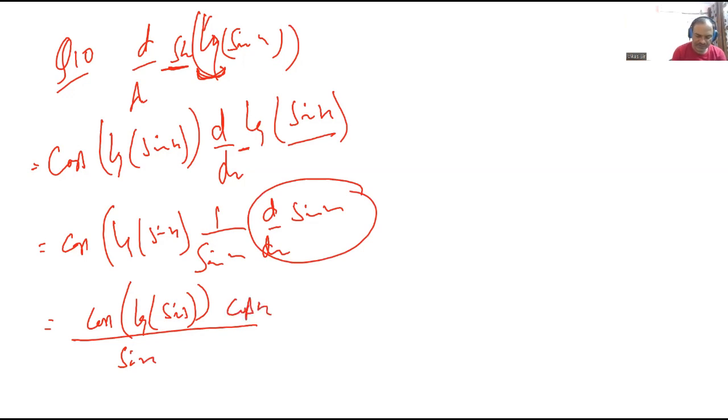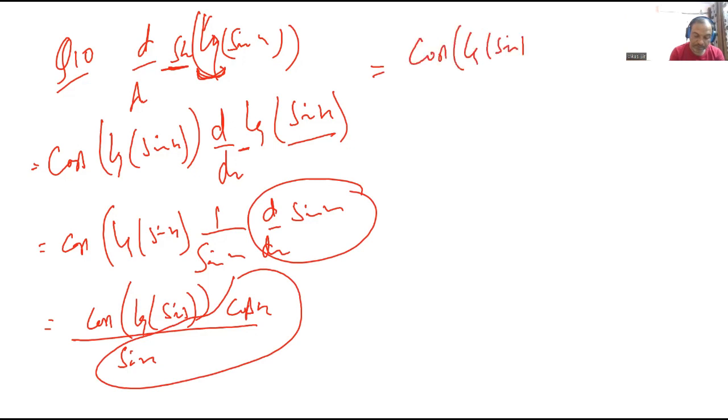Now, while simplifying, you can do one more thing. You can take this out and it will be like this: cos log sin x times cot x. Because you know, cos theta over sin theta is equal to cot theta. Now, next question.